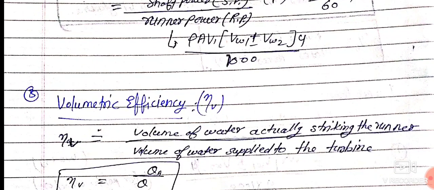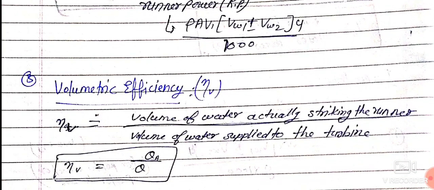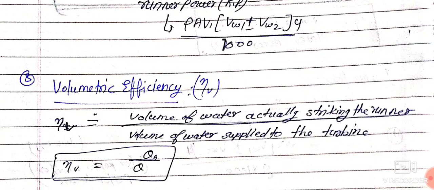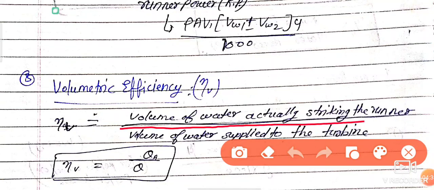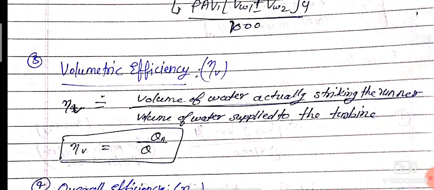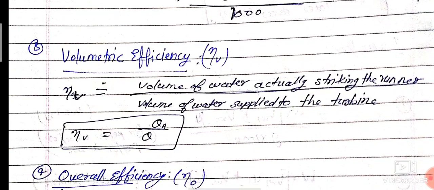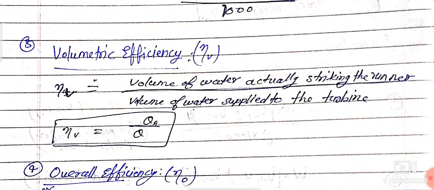Volumetric efficiency eta v. Volumetric efficiency eta v is equal to the volume of water actually striking the runner upon the volume of water supplied to the turbine. It can be further written as volumetric efficiency is equal to Q actual upon Q theoretical.